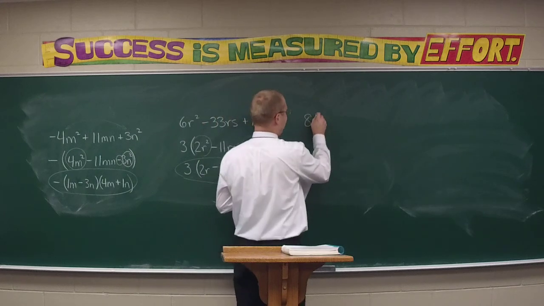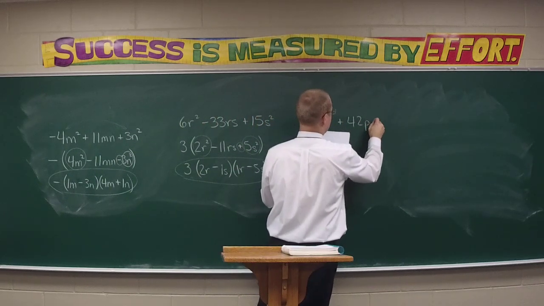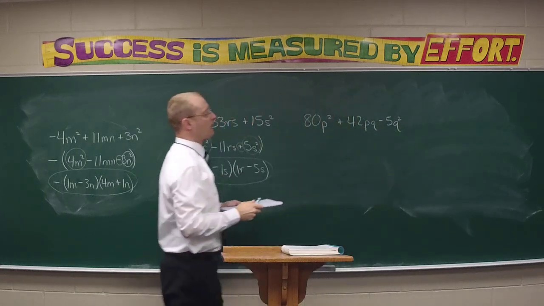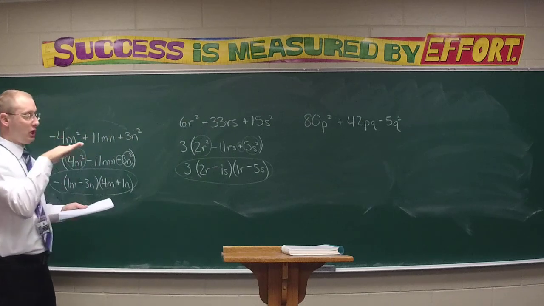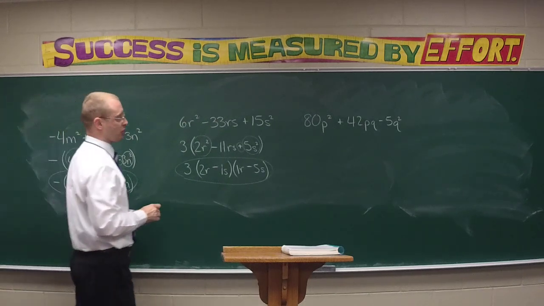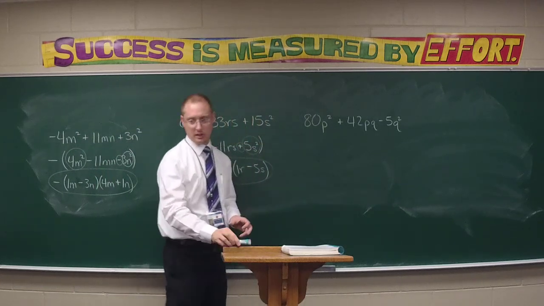Write this one down: 80p squared, positive 42pq, negative 5q squared. Again, make sure your q's are set lower, so that way it doesn't look like a 9. Small strategy tips here for neatness. Thoughts here, Genesis?